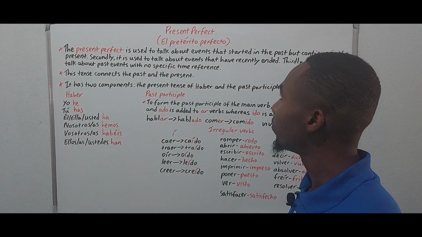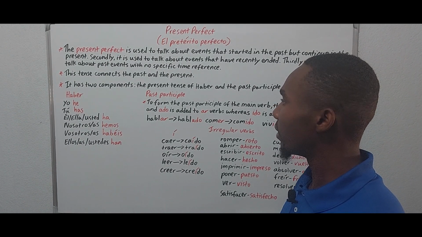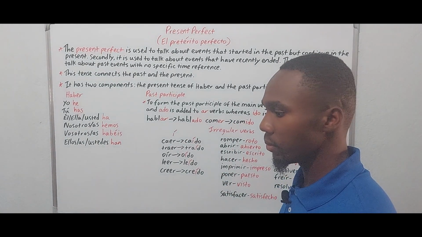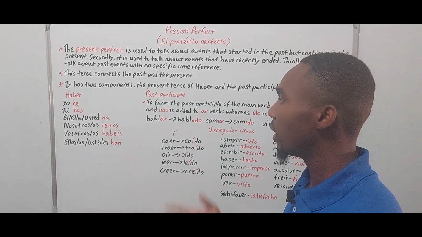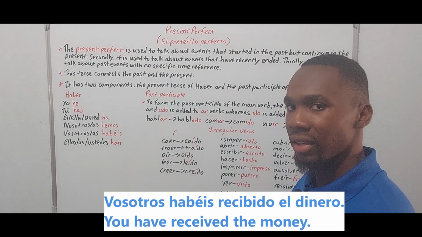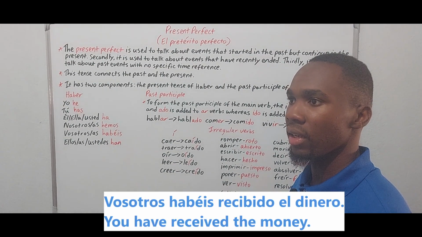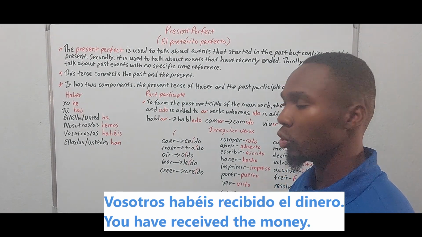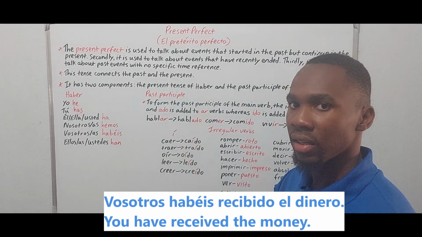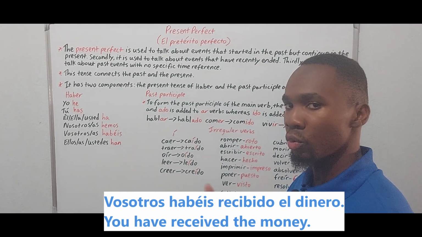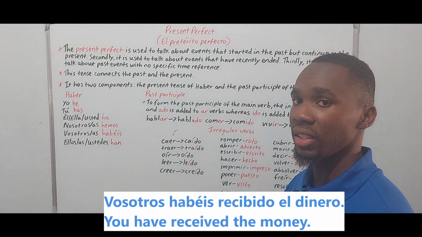So we have an example of an AR verb, an ER verb. Let's use an IR verb. Let's use vosotros. Vosotros habéis recibido el dinero. You all have received the money.